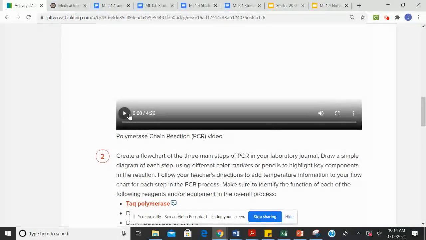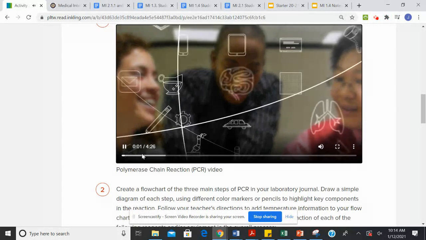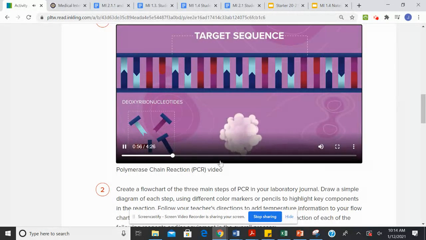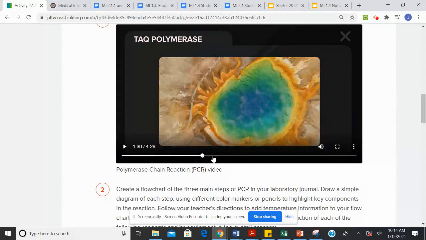If you look, I'll scan through some of this animation with you real quickly. So you have some sort of sequence, and there are the ingredients we'll talk about. You need nucleotides, you need polymerase, and you need primers. Primers are like the starting sequences, and those are going to hook on.